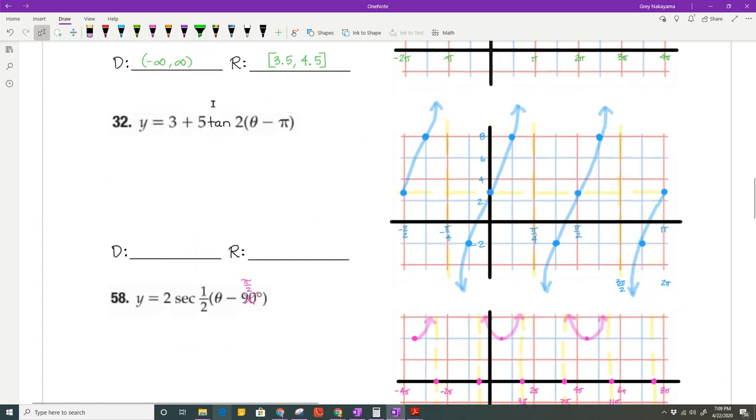Okay, so again, as you can see, I changed it. So I took 32 from the homework problems, but I changed it to tangent because I wanted to do a tangent graph. So let's look at what we have here. Y equals 3 plus 5 tangent of 2 times theta minus pi.